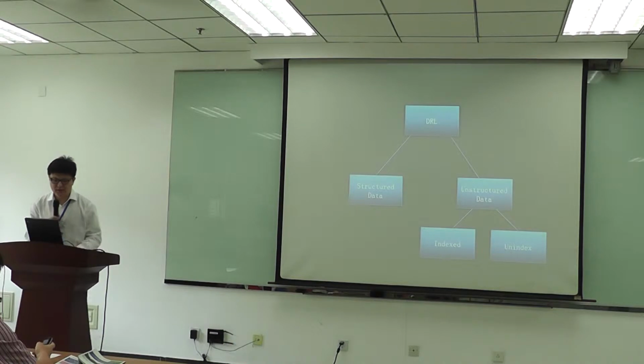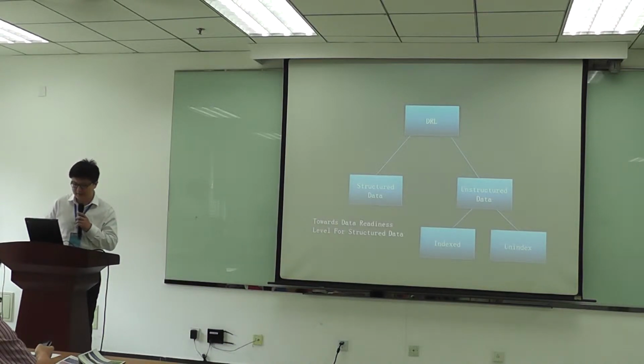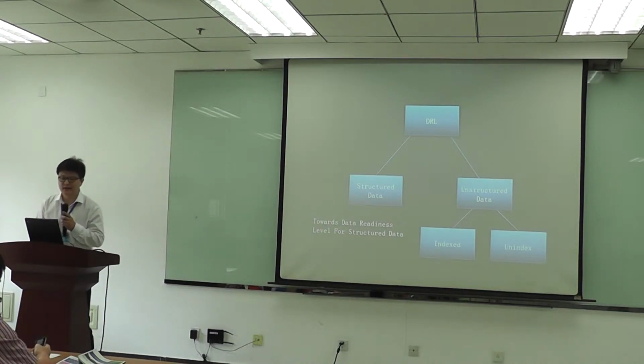For DRL, it serves two major categories: one is structured data, another is unstructured data. For structured data, we had a previous paper published called Towards Data Readiness Level for Structured Data. For unstructured data, the algorithm and the method used are very different from the structured one. For structured data, mainly we deal with sparsity and missing data, and the whole process goes from raw data, to collected data, and then knowledge.